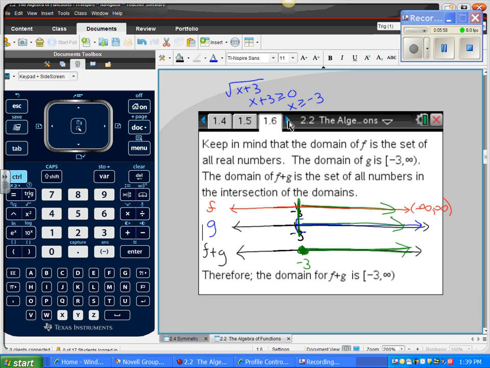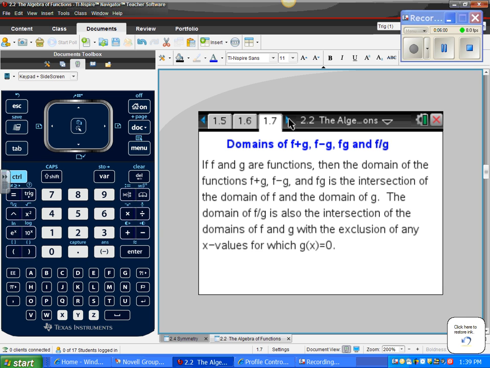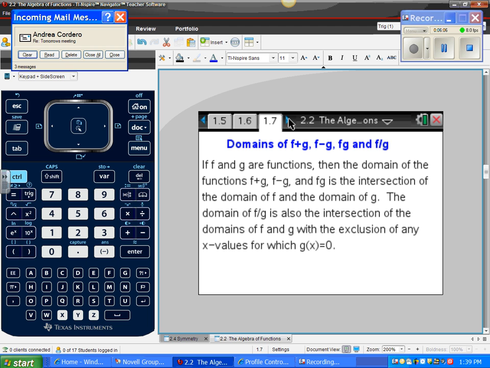All right. So when we're talking about domain, and domain is something that we are going to be doing a ton of this year, so you really do have to be comfortable with it, okay?